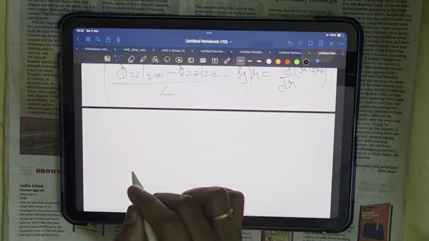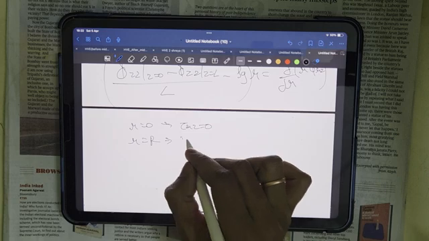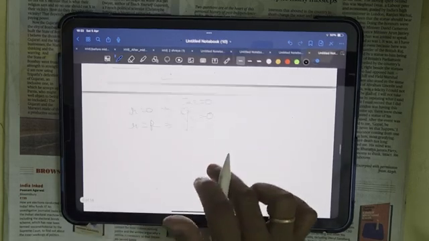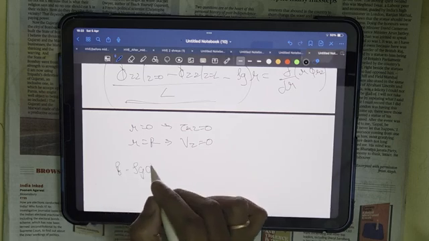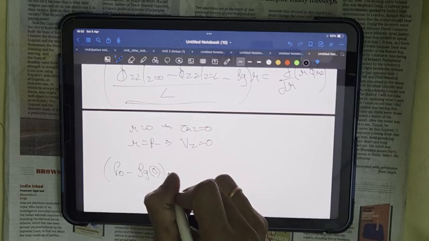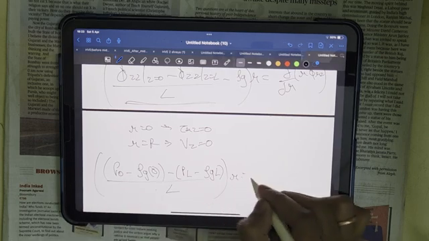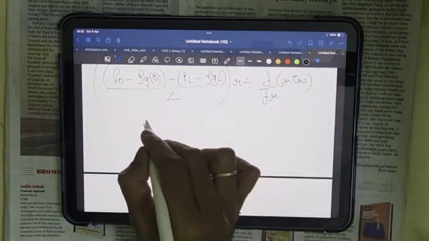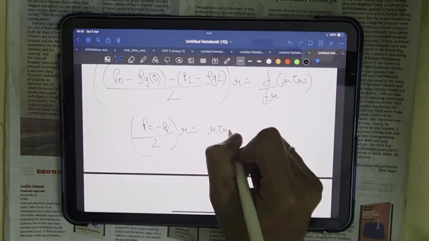As we know, the boundary conditions are at r equal to 0, tau rz is 0, and at r equal to R, Vz is 0. Now we will apply the pressure formula in this. This will become P0 minus rho g into 0, minus PL minus rho g into L, upon L, into r, is equal to dou of dou r of r tau rz. This becomes (P0 minus PL) upon L into r, which is equal to d of dr of r tau rz.